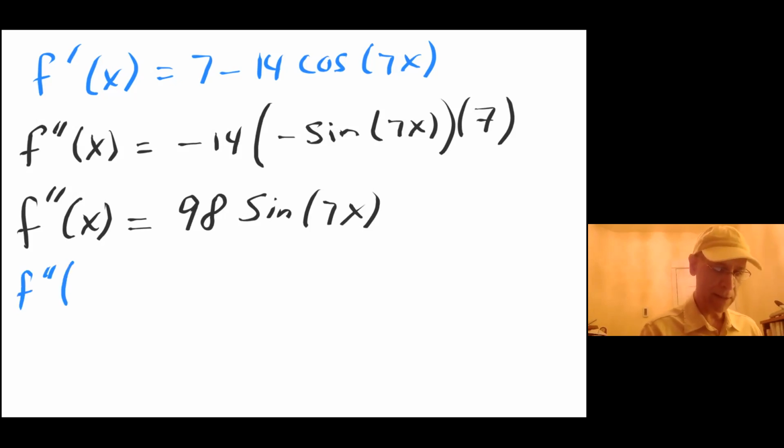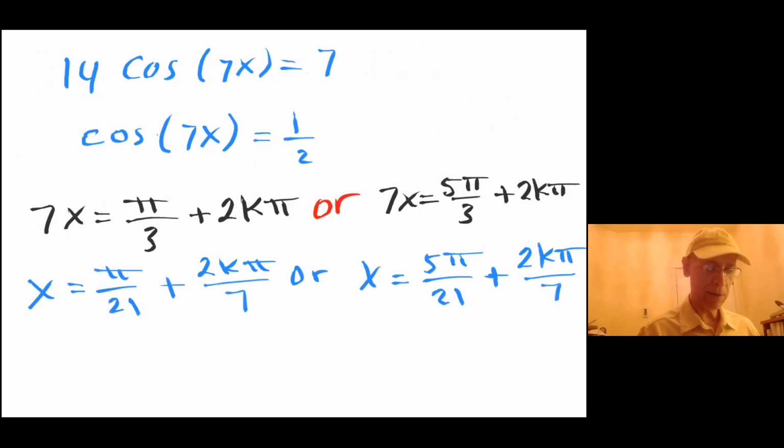Now I'm going to find f double prime of pi over 21 and 5 pi over 21, the answers we got earlier, and see which one is positive and which one is negative. I'm looking for the negative one because it points out the local max.